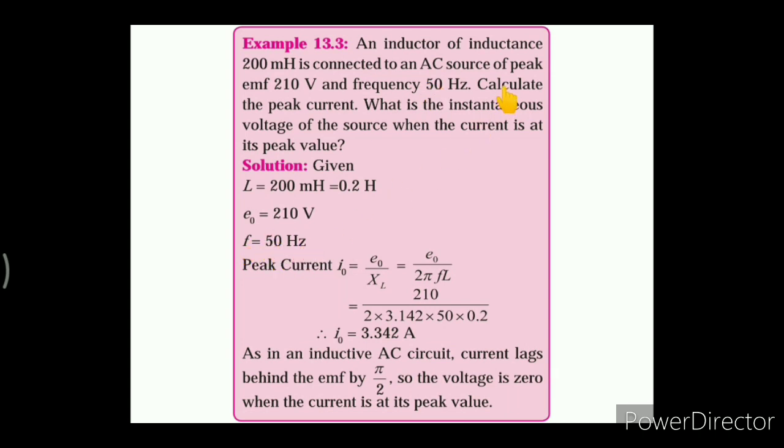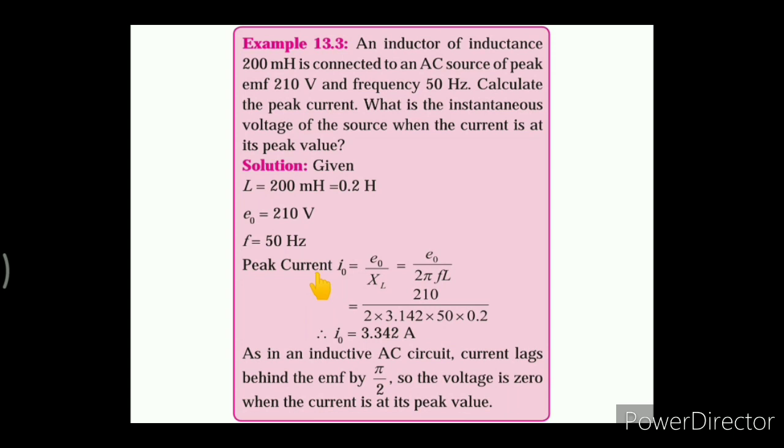We have to calculate the peak current, that is I0, as well as determine what will be the value of the instantaneous voltage E of the source when the current is at its peak value.